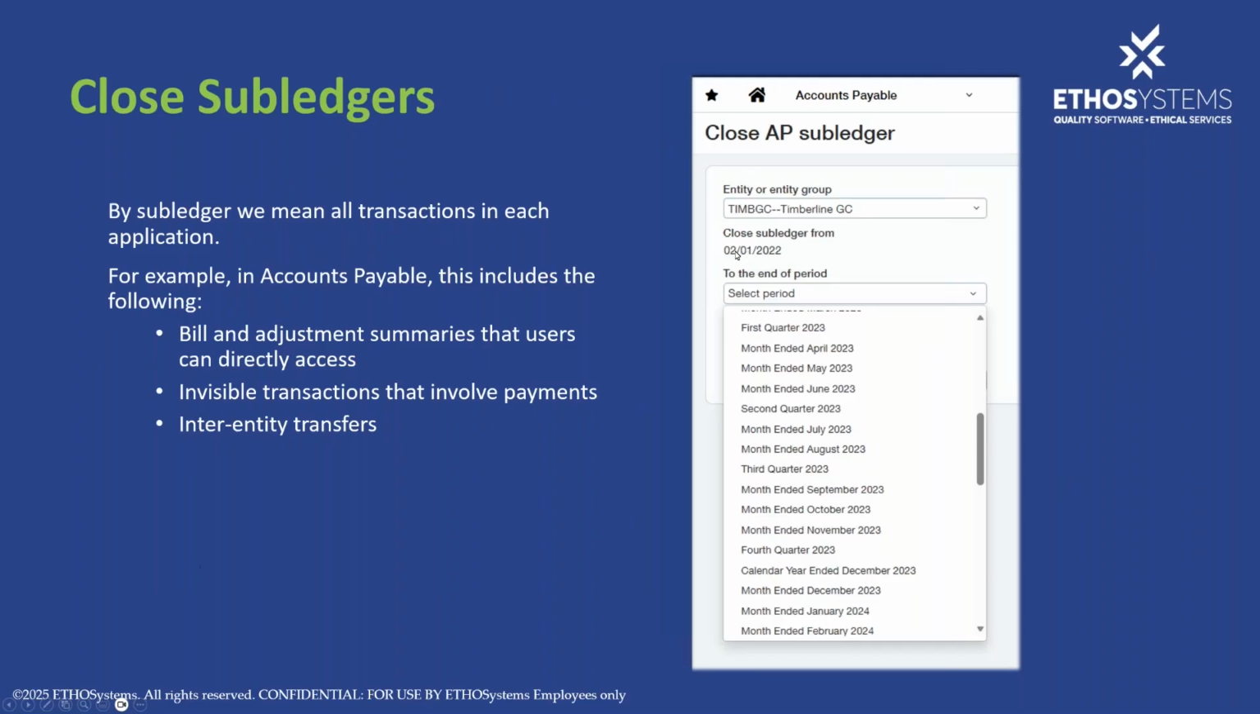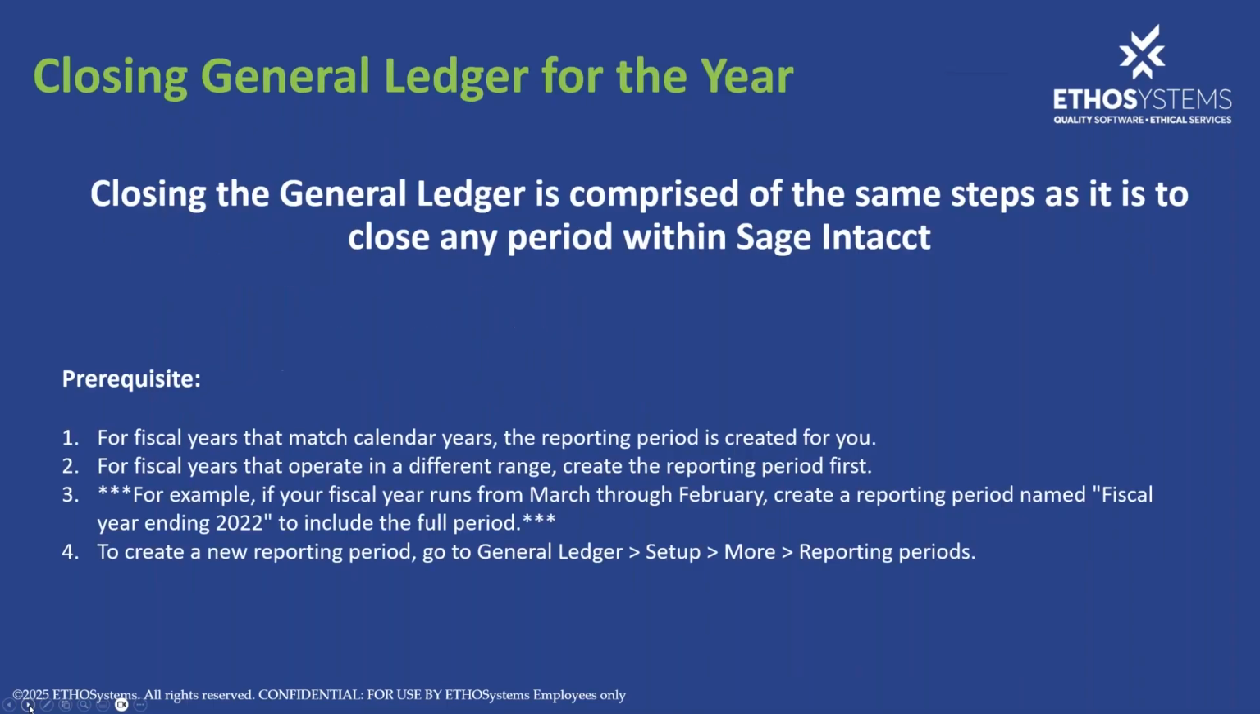All right. So this one you can see, right? I selected the entity. And most everything I do in my demo, I do in my Timberline GC general contractor entity. And then you can see, okay, the last time I closed was 2/1 of 2022. Okay. And you'll notice too that all of a sudden, that period isn't available in the drop down for that option.